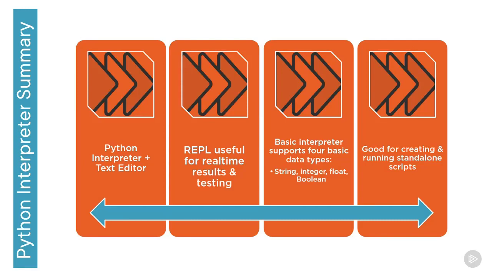Now, the basic interpreter supports four basic data types: string, integer, float, and Boolean. The enhanced interpreter is going to support that as well, but there are some enhanced things that you're going to see supported with the enhanced interpreter. And the standard Python interpreter is really good for creating and running standalone scripts.